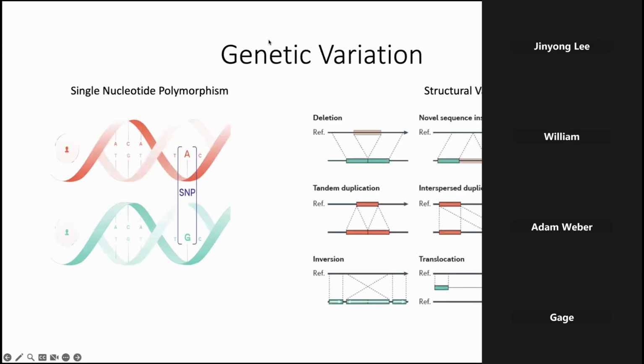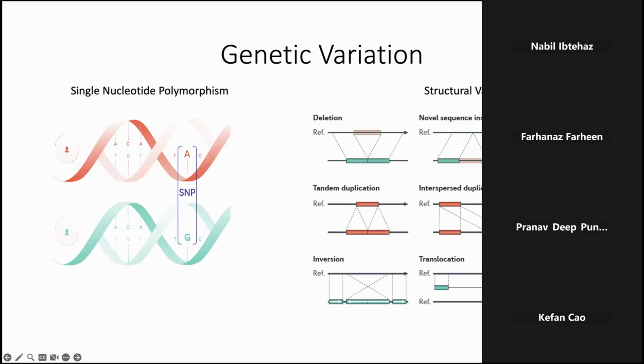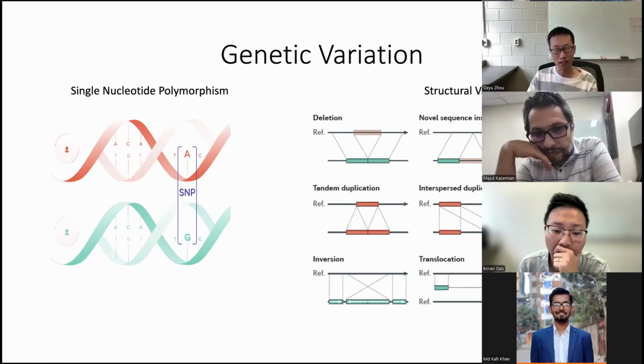And we are mostly interested in studying the genetic variations. We know that 99% of the human genome is the same across individuals, but the other 1% contains genetic variations that really determine why I am different from you.